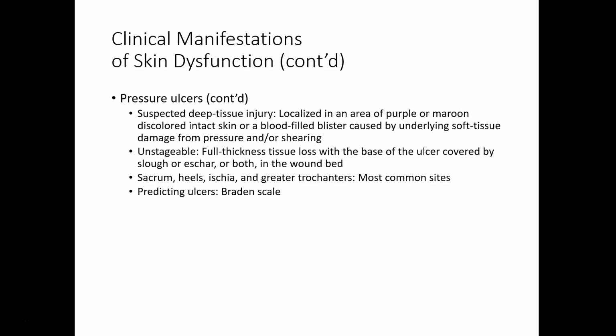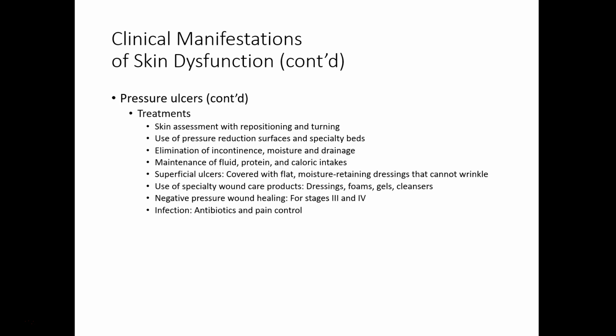Think of the areas of bony prominence, so your sacrum, your heels, your ischium, your greater trochanters. Those are going to be your most common sites. And the best way we can use to predict ulcers is using the Braden scale. And treatments: skin assessment, also repositioning and turning, get people off of those bony prominences, use of pressure reduction surfaces and specialty beds, elimination of incontinence, moisture, and drainage.